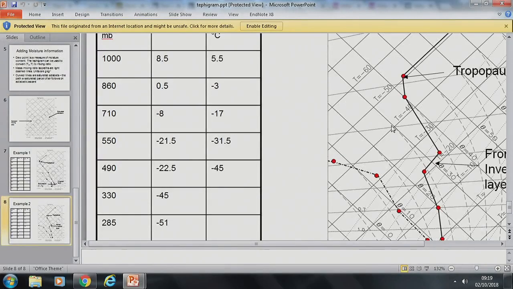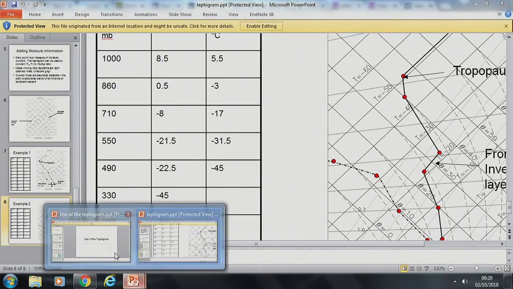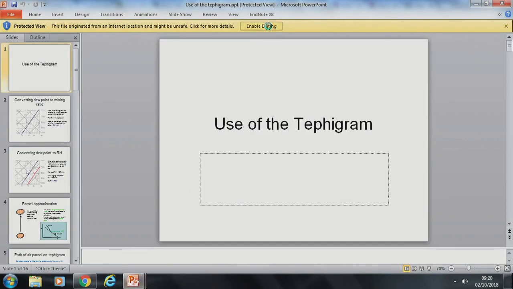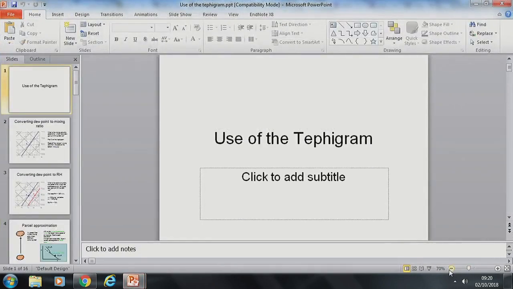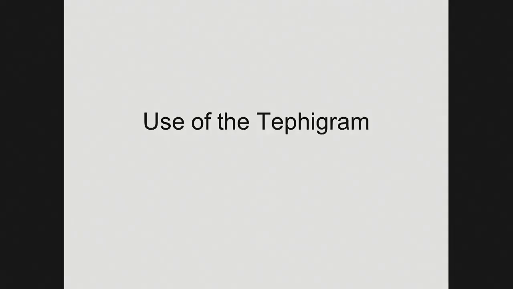Okay, so that's just basically what we've got, what they are. But it doesn't make a great deal of sense until we see how to use them. And so that's what I'm going to talk about now. How do we actually make use of the tephigram? And from that, I hope you'll understand a bit better and see why. Because until you see something in action, it's difficult to understand what it's about. Yeah?